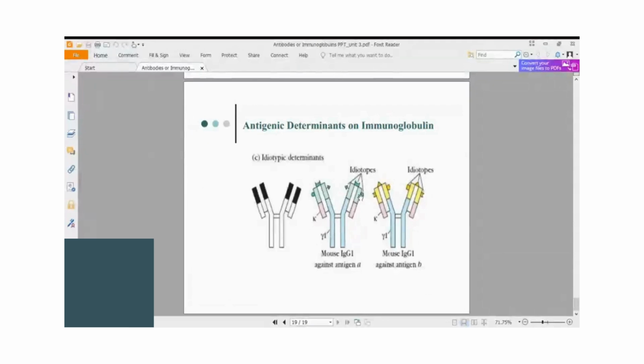anti-idiotypic monoclonal antibodies. Those monoclonal antibodies come and bind to those idiotopes and prevent that autoimmune antibody from binding to the self antigen, and thereby it will prevent the destruction of the self antigen or the organ.